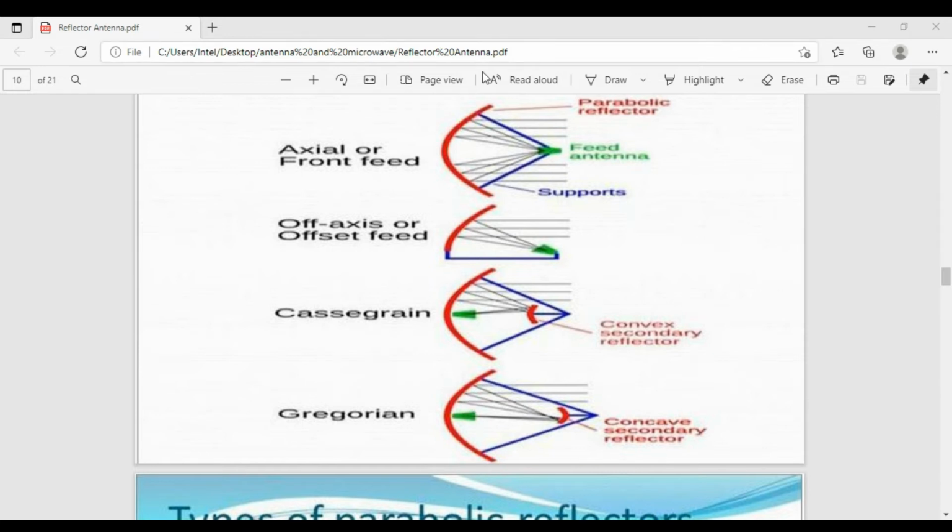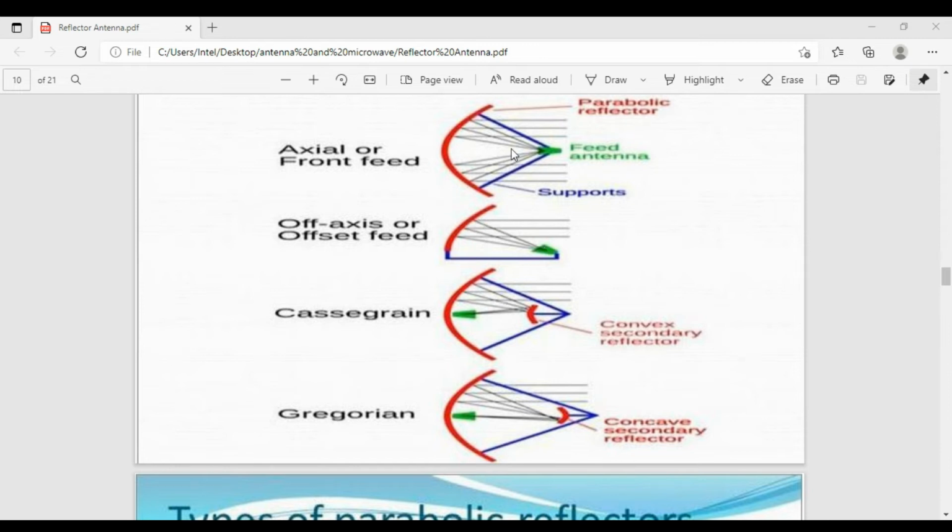So here it is axial or front feed. The first feeding method is like giving food: we are feeding the signal into the parabolic reflector. In the axial or front feed, the feed antenna is present on the axis of the parabolic reflector. Then there is off-axis or offset feed, where the antenna is slightly slanted.